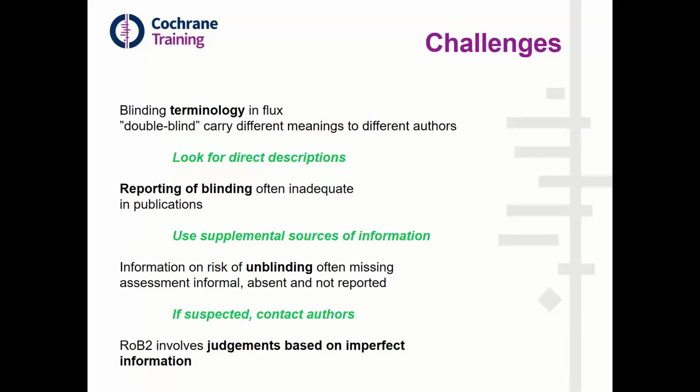Challenging, obviously, is the blinding terminology we talked about. It's important to look for direct descriptions of blinding and not only rely on terms like double blind or single blind. Reporting of blinding is often inadequate, and it's wise to look for supplementary sources of information, preferably the protocol, or even contacting authors. And it's a basic thing that RoB 2 involves judgment based on imperfect information.